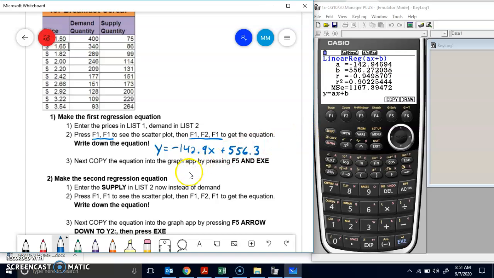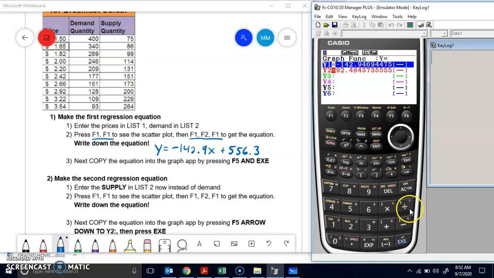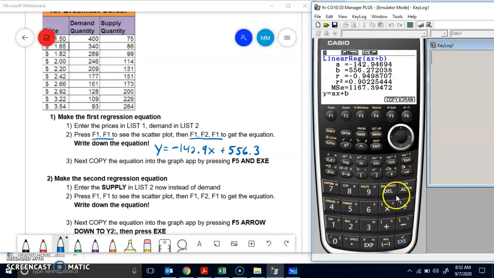And then we're going to copy it. So we want the calculator to keep hold of this equation also. If you forget to copy it, you can always just type the equation in yourself when you go to the graph app. But it does have a copy feature. If you press F5 and then execute, it'll copy it in. So if it kicks you back to this screen, that means it's now in the graph app.